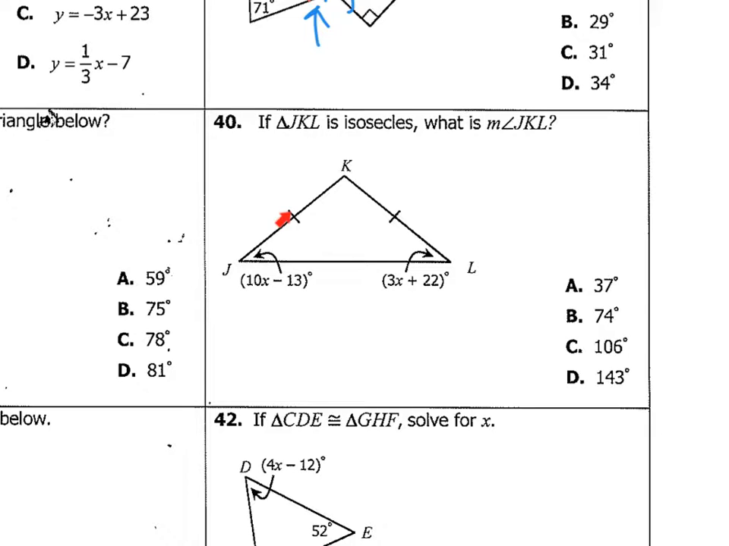Okay, this is an isosceles triangle. We have two sides that are equal, which means these two angles are equal. And they want to know what is JKL, so they want this angle here. So let's figure out what these two are. Set them equal to each other and plug x back in to figure out how many degrees each J and L are. Then again, how many degrees are in a triangle? You should be thinking that. Subtract whatever you got for J and L, and that'll give you angle K.